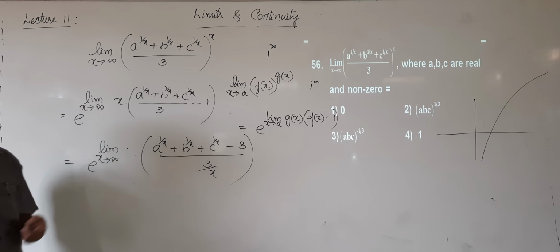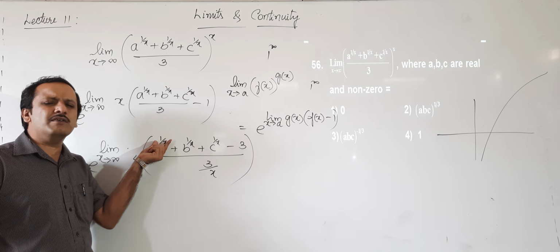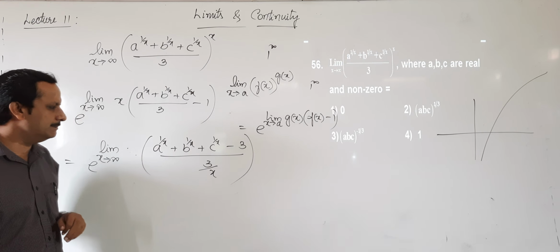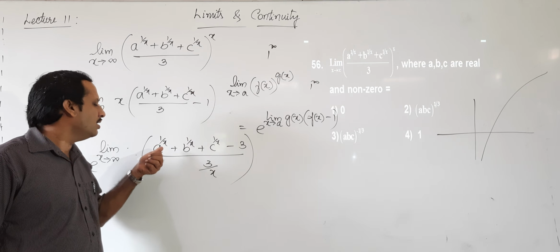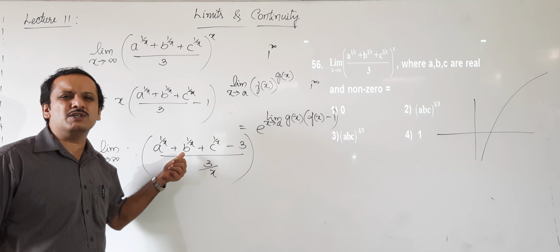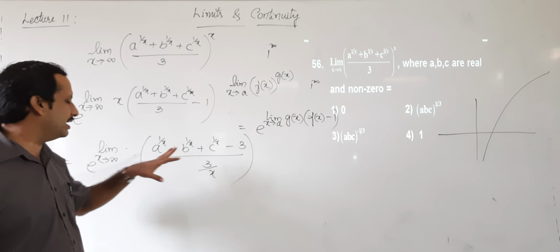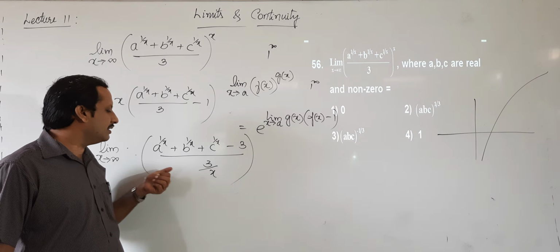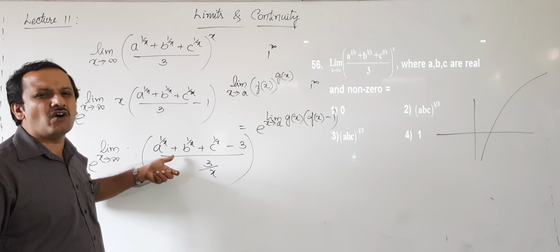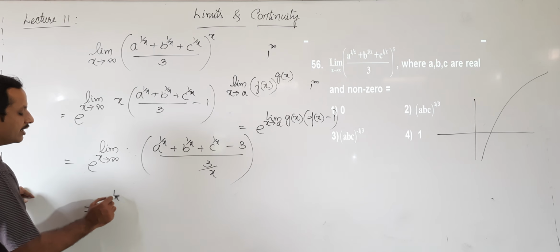Now if I apply the limit as x tends to infinity, here I am getting 1/x. As x tends to infinity, 1/x will tend to 0. So a^0, that is 1, b^0 is 1, c^0 is also 1. 1 plus 1 plus 1, 3, 3 minus 3 is 0. Numerator is 0. Denominator 3/x, as x tends to infinity, will also tend to 0. This is of the form 0 by 0. If it is of the form 0 by 0, then we can use L'Hospital's rule.